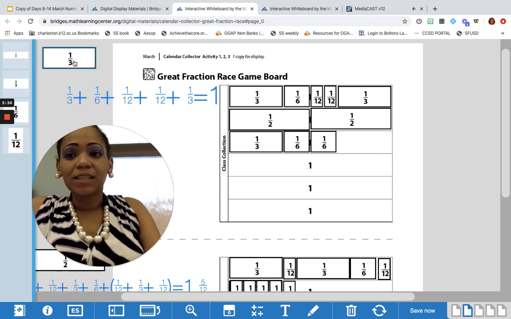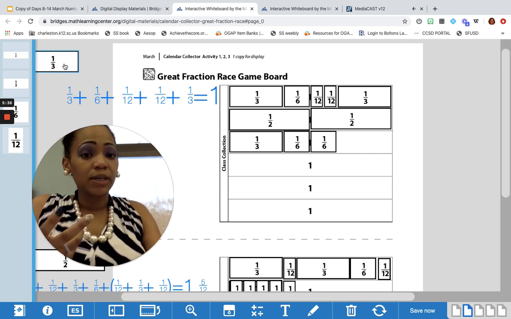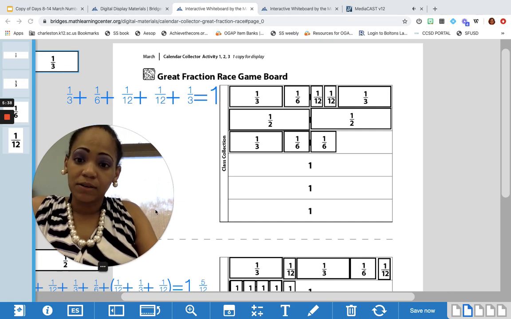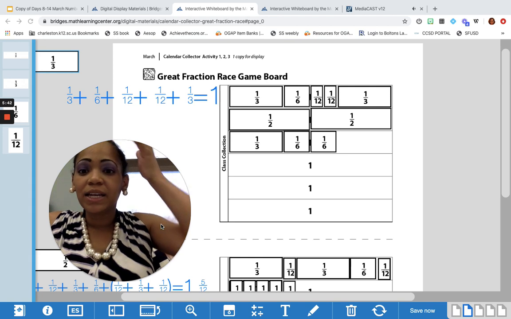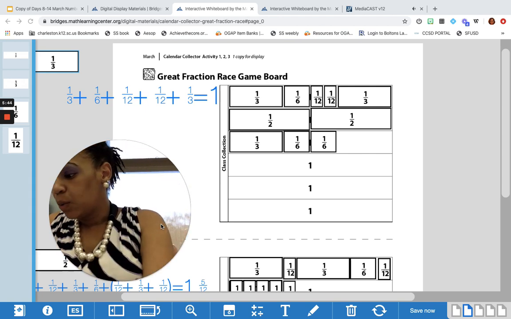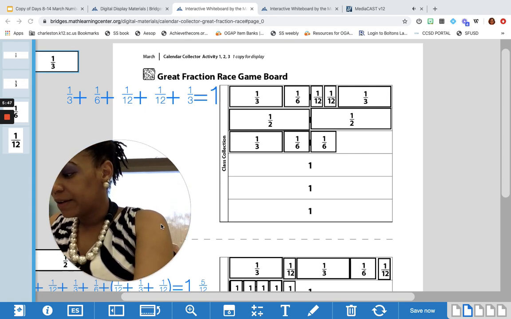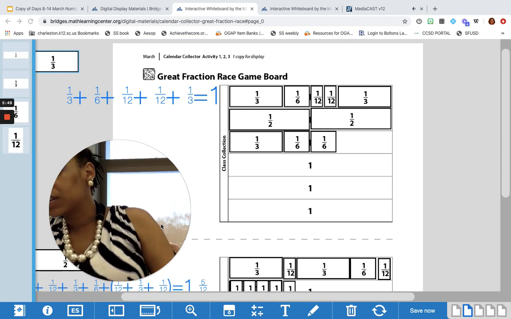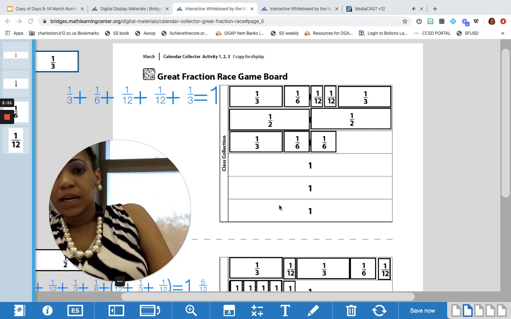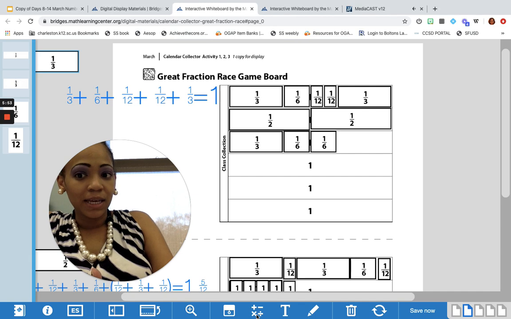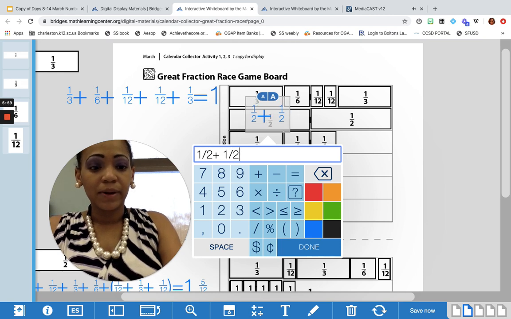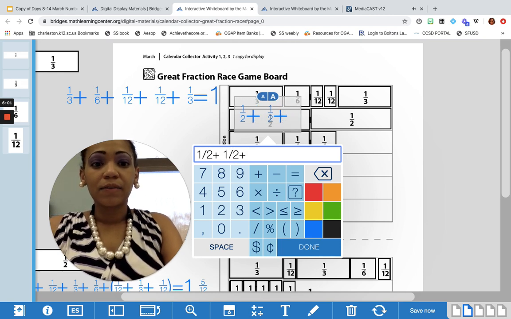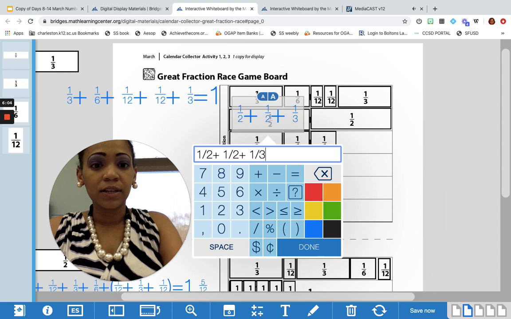So if you're still gluing, go ahead and pause this video. And if you are done gluing, then we need to write our equation for what we have just done. And that's going to look something like this. We had 1/2, and we had another 1/2, and then we added 1/3.